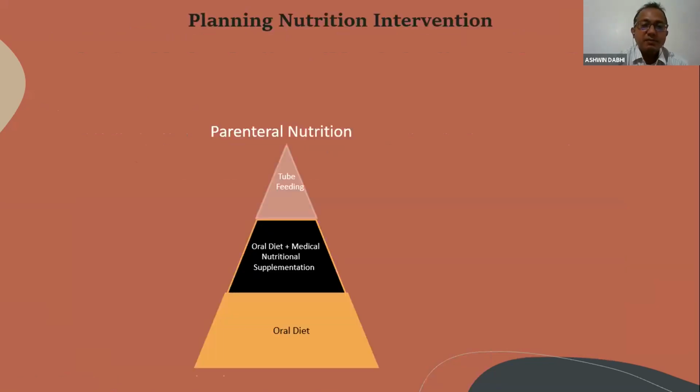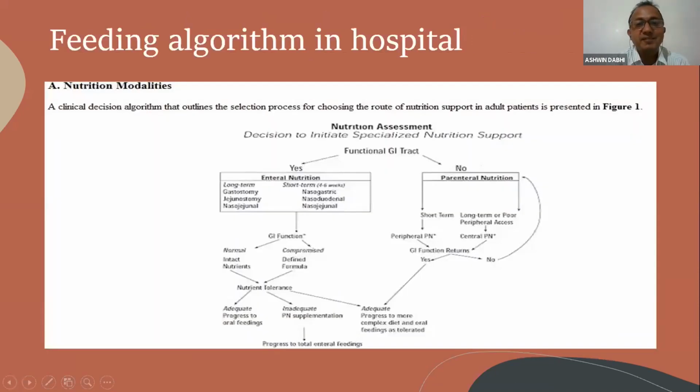So planning a nutritional intervention, as we discussed, the first priority should be oral diet. If that is not sufficient, we give oral diet plus oral nutritional supplement. And if that is not sufficient, we move on to artificial nutrition. So this is an algorithm for those patients who come to a hospital bed, and then we follow this algorithm.